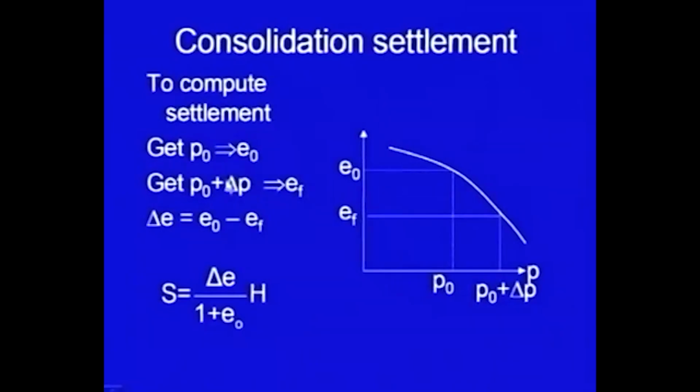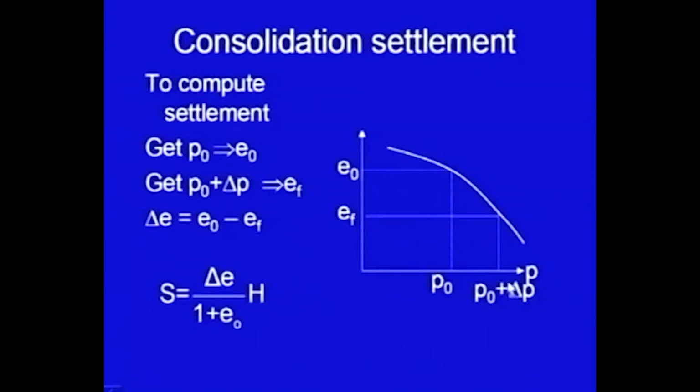Then let us say delta P is the incremental pressure at that particular location because of construction of the building or any other load, and you will be able to calculate it. So, P0 plus delta P gives you the final value of the pressure. So, P0 plus delta P is somewhere here, and corresponding to this curve, you can get e final. And once e final and e0 are available, the settlement is given as S equal to delta e upon (1 plus e0).